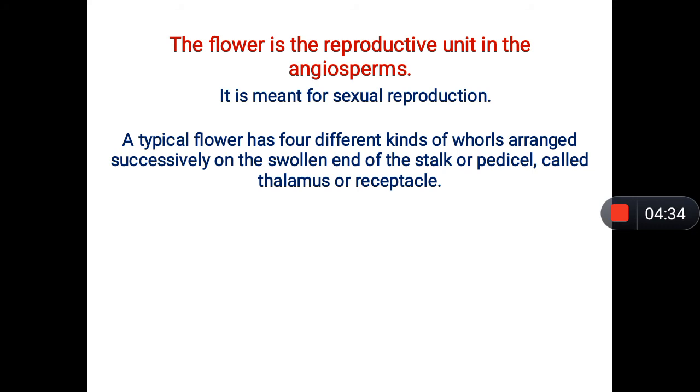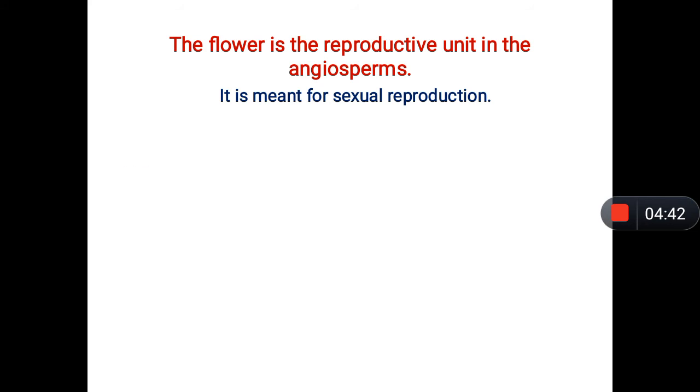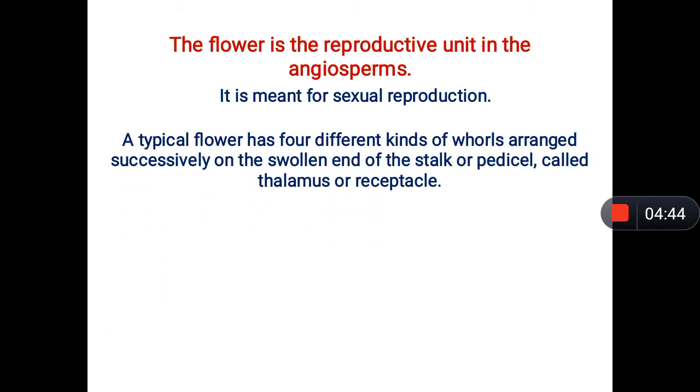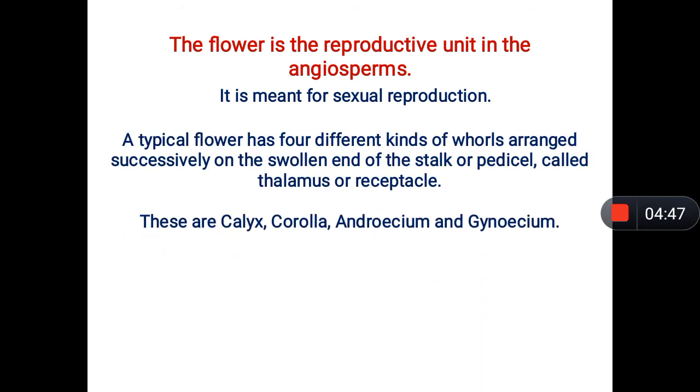So this is the general presentation of flower. These 4 kinds of whorl members are called calyx, corolla, androecium and gynoecium.